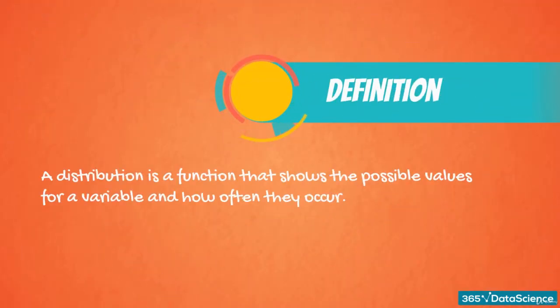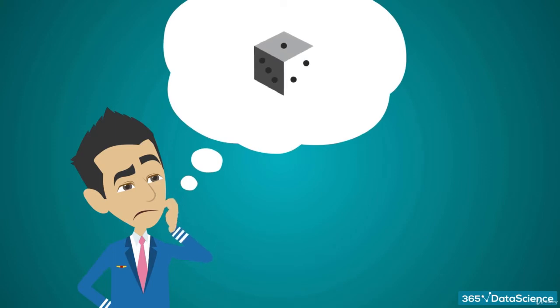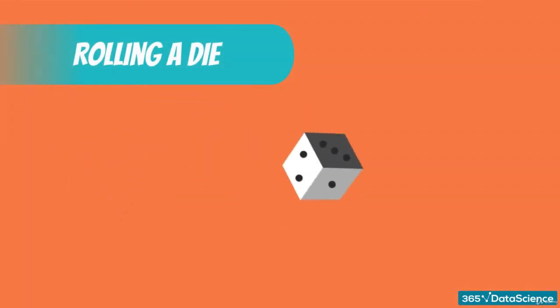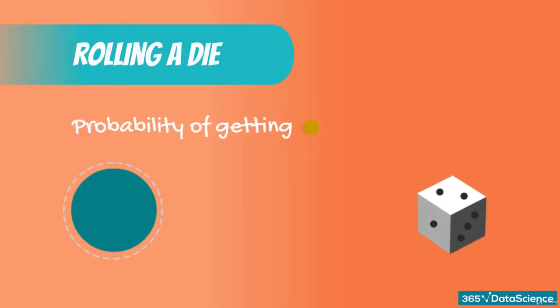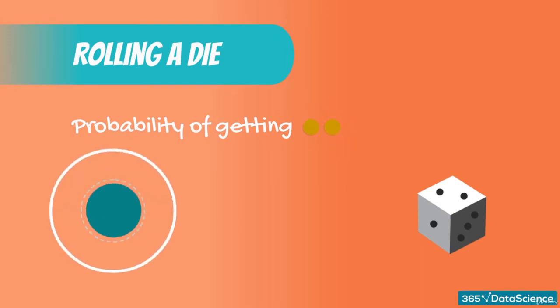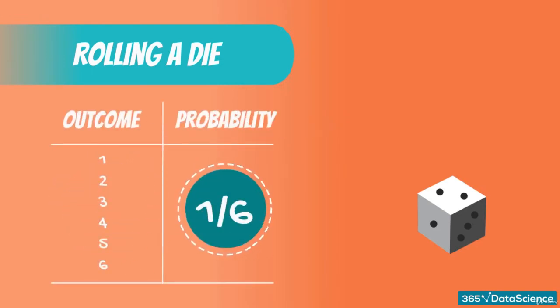A distribution is a function that shows the possible values for a variable and how often they occur. Think about a fair die. It has 6 sides, numbered from 1 to 6. We roll the die. What is the probability of getting 1? It is 1 out of 6, so 1/6, right? Easy. What is the probability of getting 2? Once again, 1/6. The same holds for 3, 4, 5, and 6. We have an equal chance of getting each of the 6 outcomes.